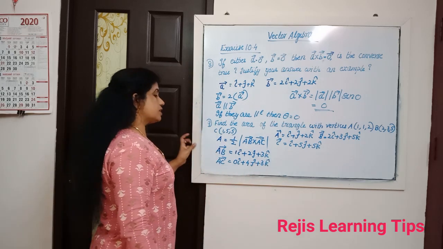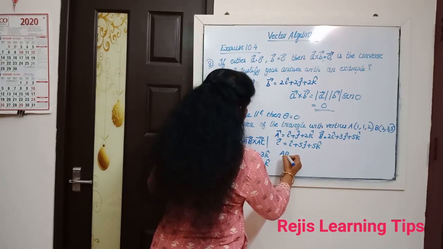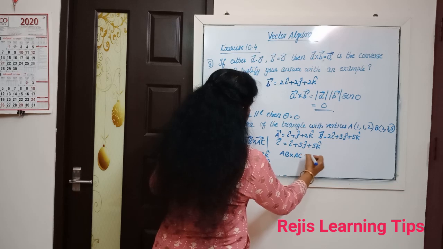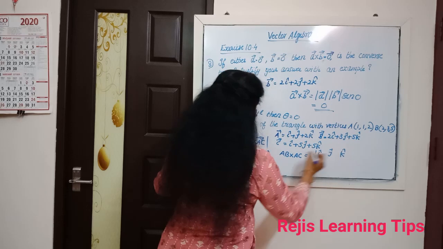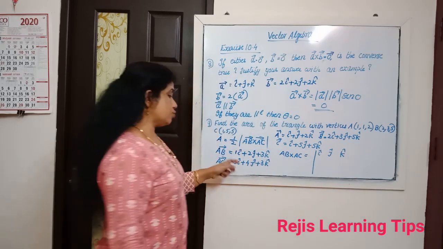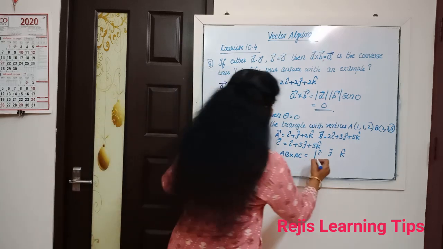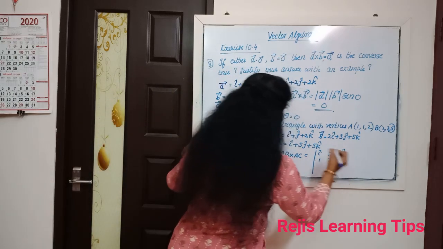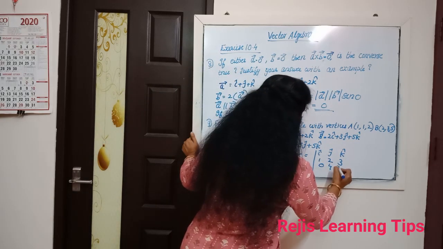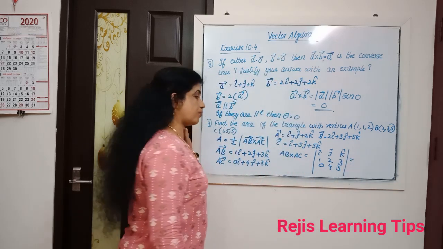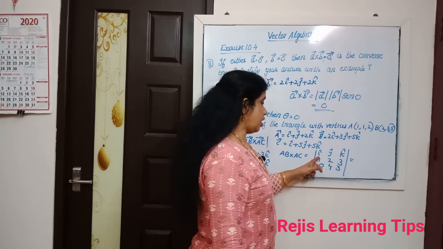Then we should find AB cross AC. AB cross AC is equal to the determinant of i, j, k. Then you should write the coefficients of AB, that is 1, 2, 3, and then next 0, 4, 3. Then you should find the determinant of this AB cross AC. How can we find this?